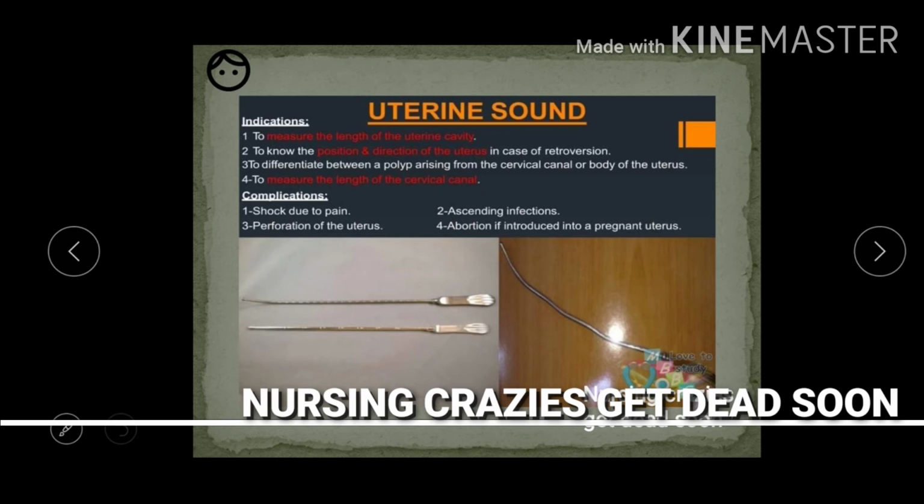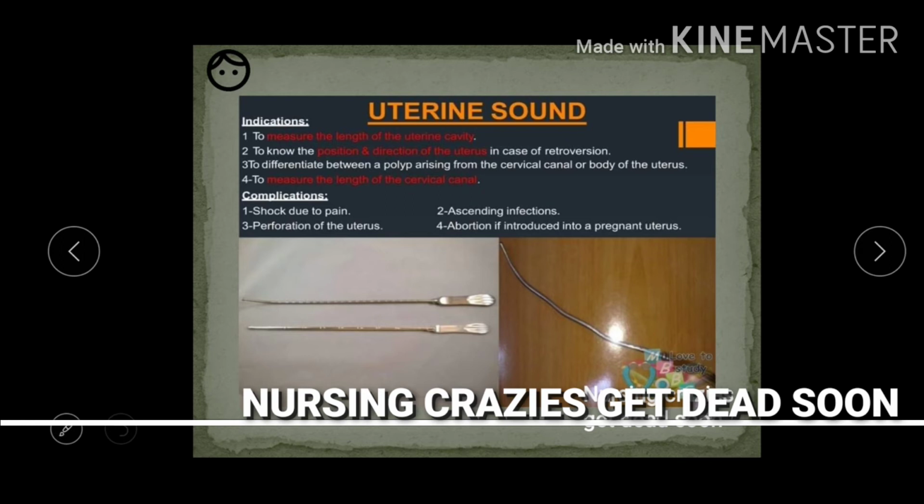Then the next instrument is uterine sound. So what is uterine sound? Uterine sound is mainly used for the measurement of the uterine length, which we measure before putting the intrauterine copper or the copper T devices. So for the measurement of the uterine length we are using this instrument. So first one is the measurement of uterine cavity, and the second use of this instrument is to know the position and direction of the uterus in case of retroversion.